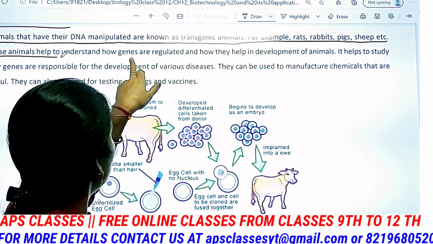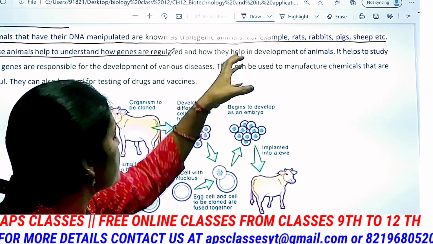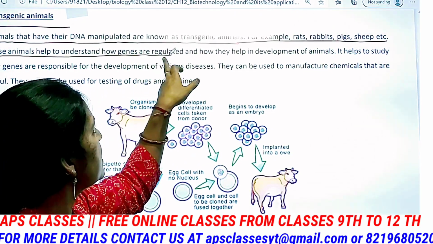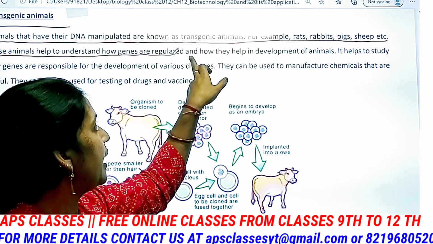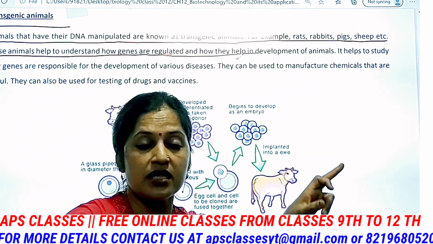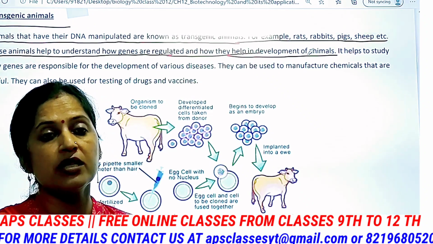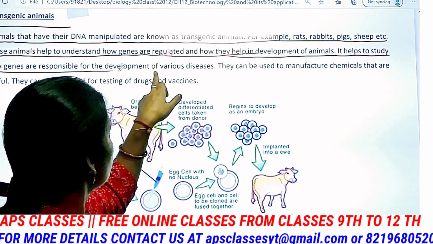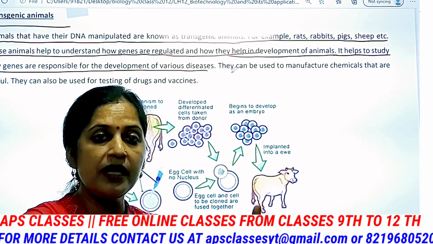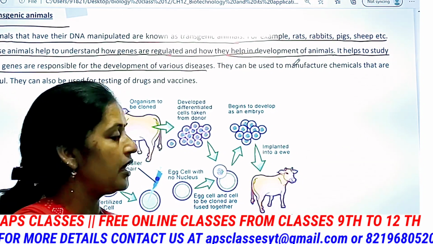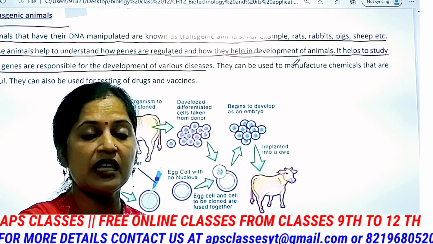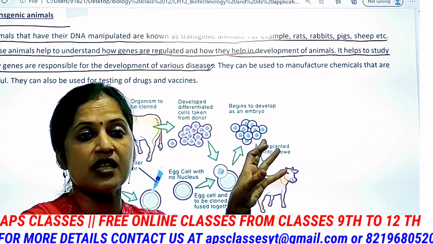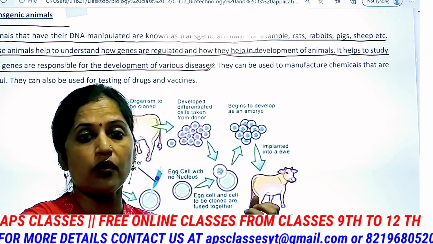These animals help to understand how genes are regulated. These genes are regulated in which way, and how they help in the development of animals. It helps to study how genes are responsible for the development of various diseases. It also helps us study how these genes are responsible for the development of the various diseases that occur in different types of animals.